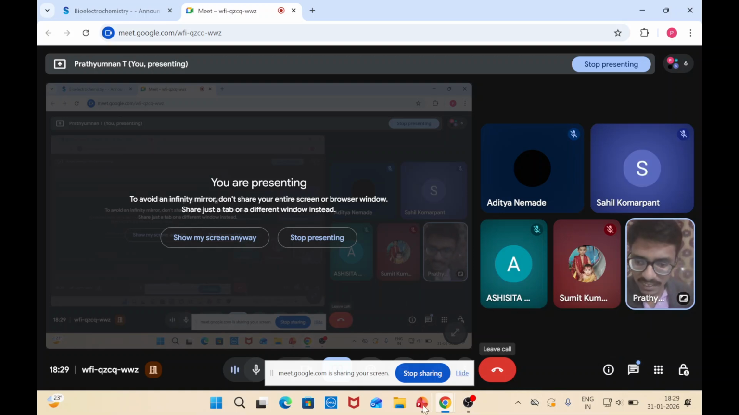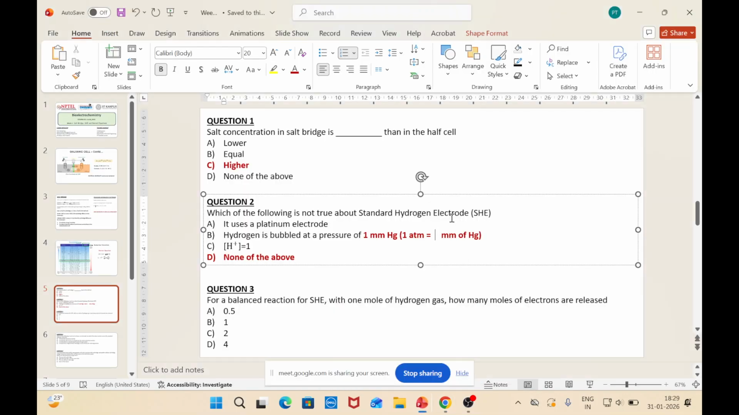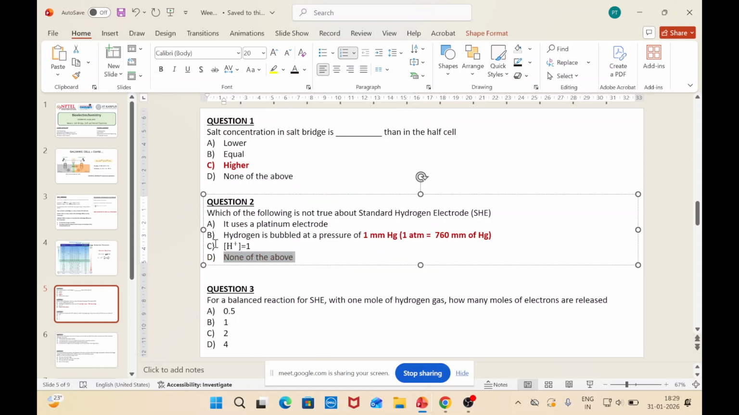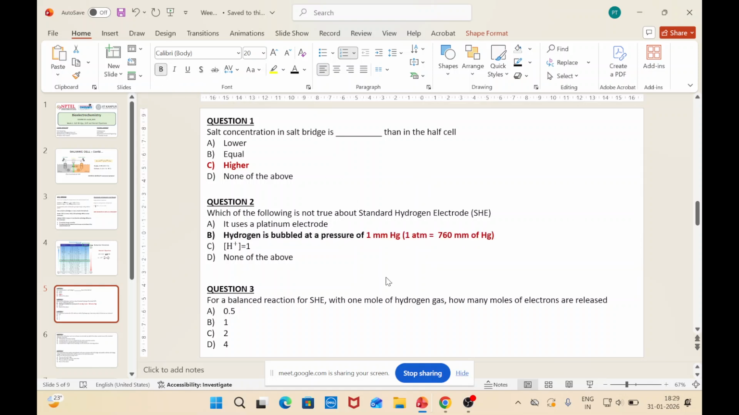It is 760. 760 mm of Hg makes up 1 atmosphere. So the correct answer for this is not D, but it is B. The question they are asking is, which of the following is not going to be true about SHE? So option B, hydrogen is bubbled at a pressure of 1 mm of Hg, is not true about the standard hydrogen electrode.